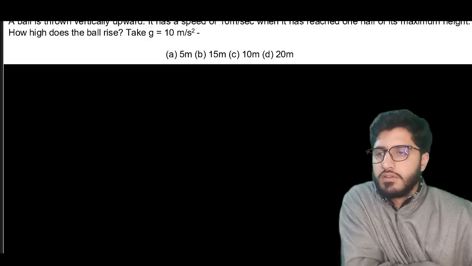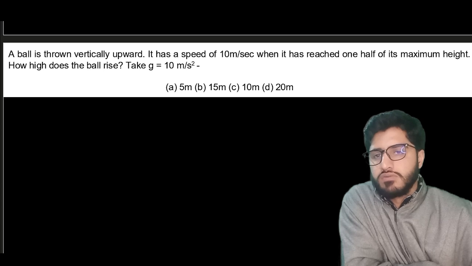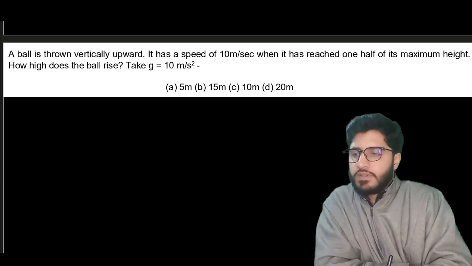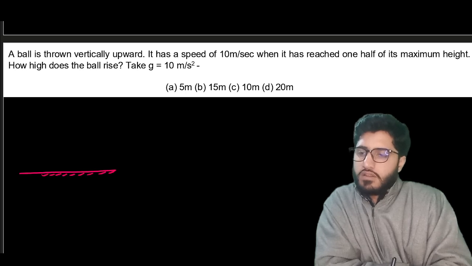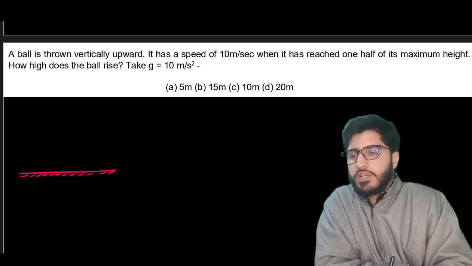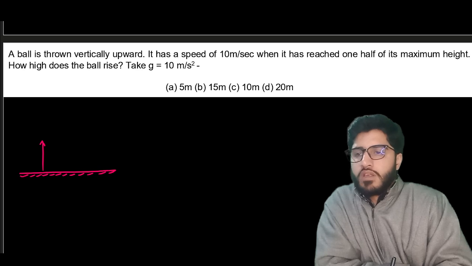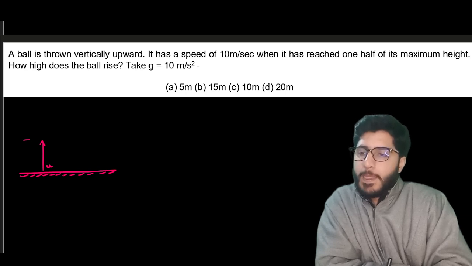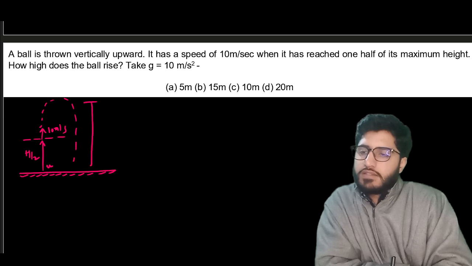Next numerical, I will check this numerical later on also. I guess this is correct now. A ball is thrown vertically upwards with some velocity u. It has 10 meters per second when it reaches half of its maximum height. This is h by 2, and here the velocity will be 10 meters per second. This is h max.